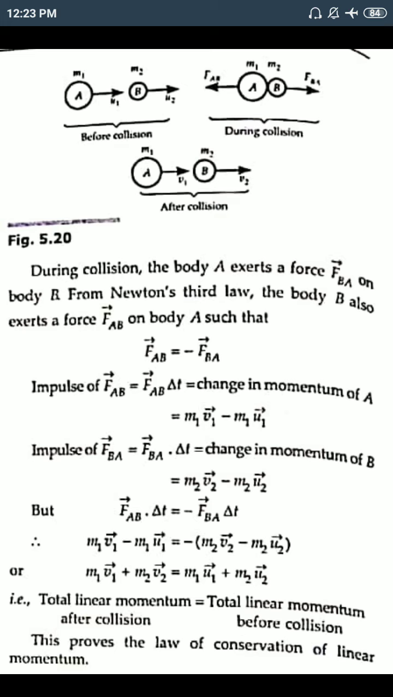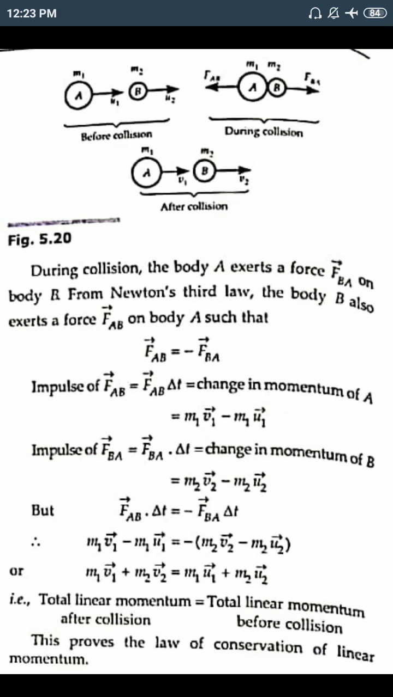But as we know that FAB equals minus FBA, if we multiply both sides by delta t, FAB delta t equals minus FBA delta t. Putting in the momentum values, m1 v1 minus m1 u1 equals minus of m2 v2 minus m2 u2. If we simplify this, we get m1 v1 plus m2 v2 equals m1 u1 plus m2 u2.